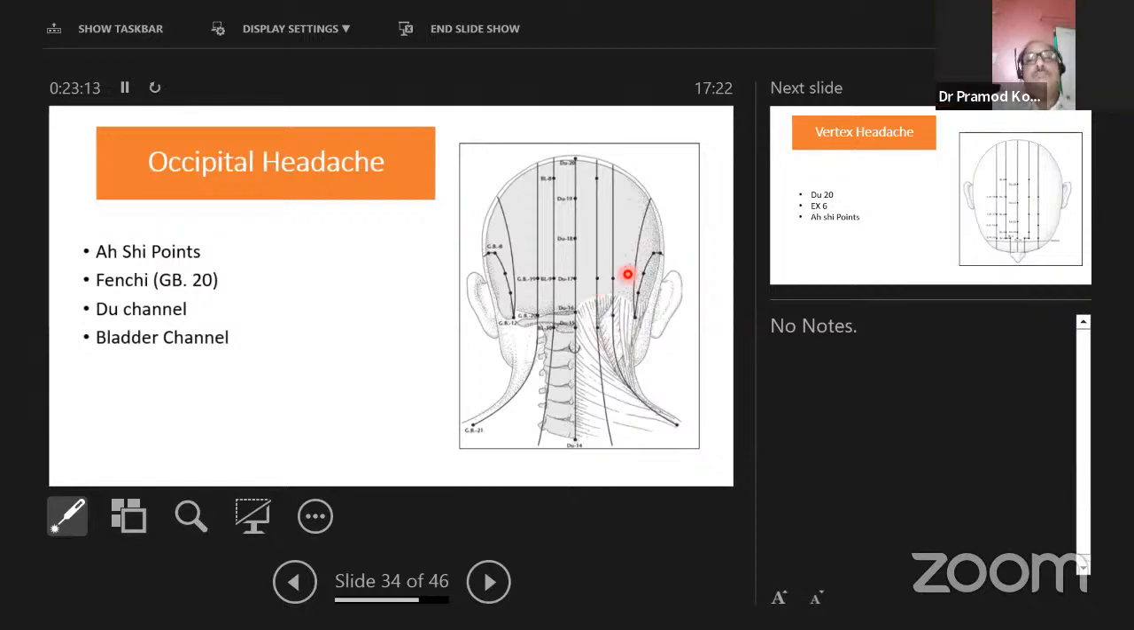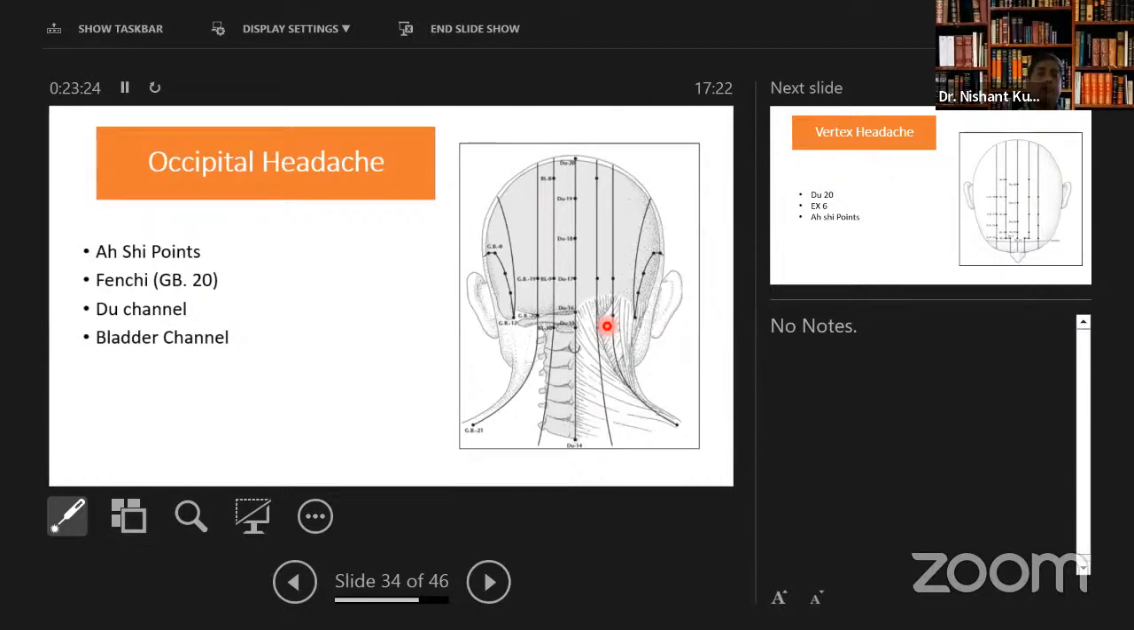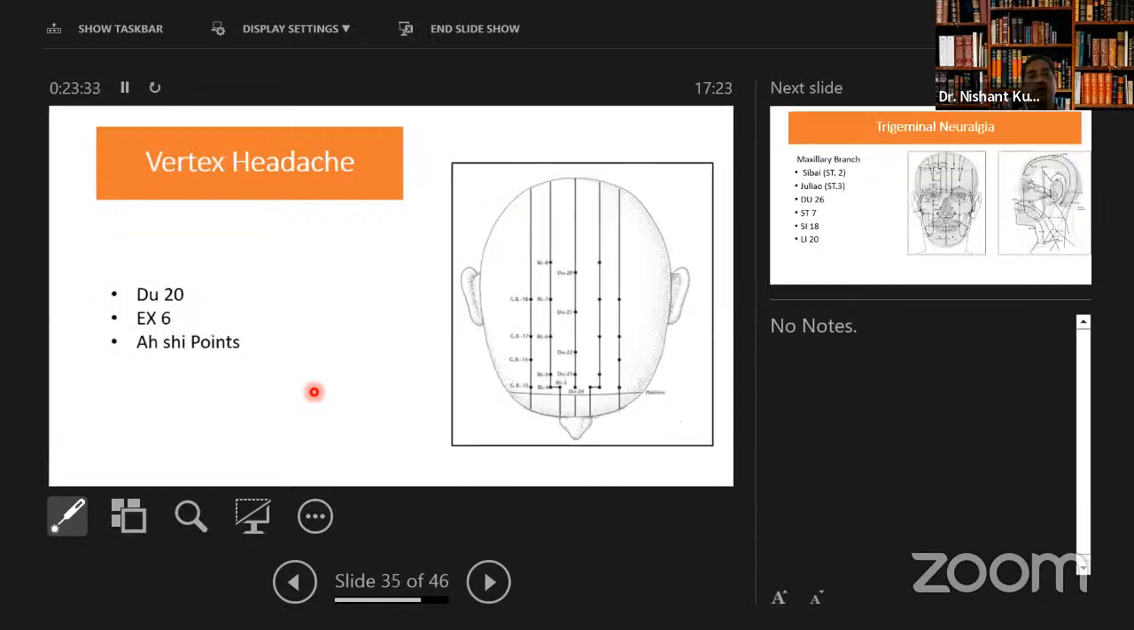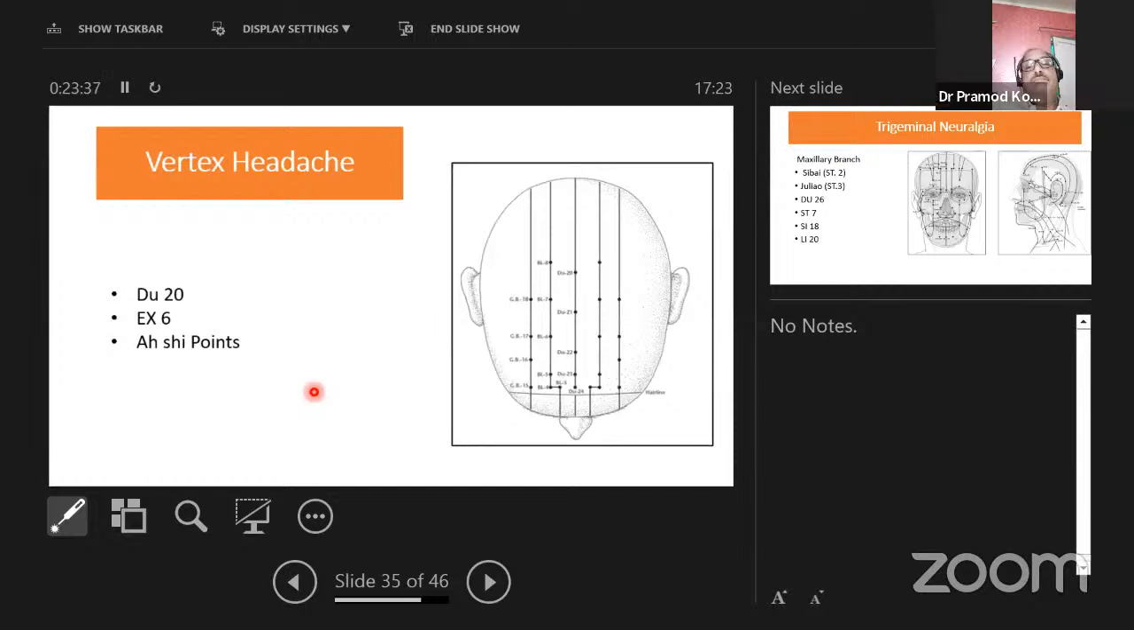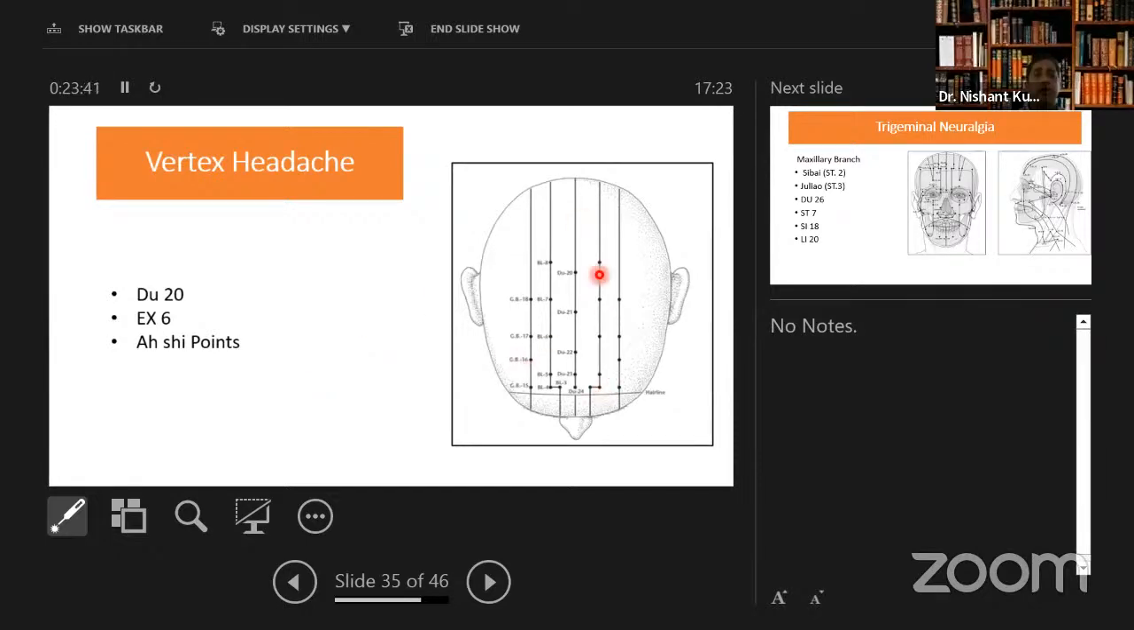ये भी asked tomorrow. ठीक है, तो पढ़ लेना अभी कि GB20 कहाँ होता है and needling कैसे होती है, ठीक है, and the bladder channels that are there in the posterior part from the neck. So these are the important points for vertex headache. You will mostly have DU20 and extra meridian 6 that are lying along the DU20 channel.